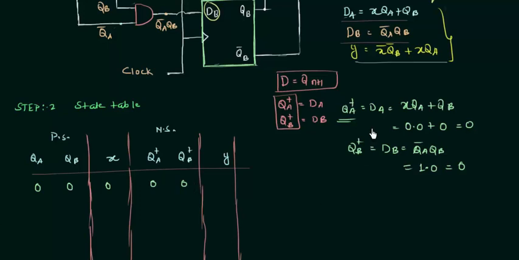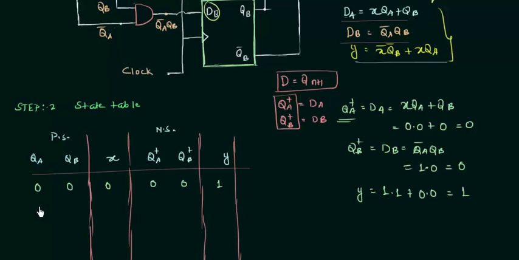Then we will find out the value of output Y. Y is equal to X complement, X is 0, so its complement is 1. QB complement, QB is 0, so its complement is 1. And X QA, X is 0, QA is 0. So overall I'm having 1 here. So the output in this case is 1.